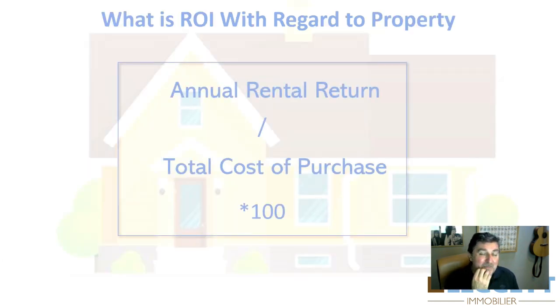So in terms of property, which is what we're dealing with, it's essentially the annual rental return of the property divided by the total cost of the purchase, multiplied by 100 to give you a percentage. So it's quite straightforward in theory.